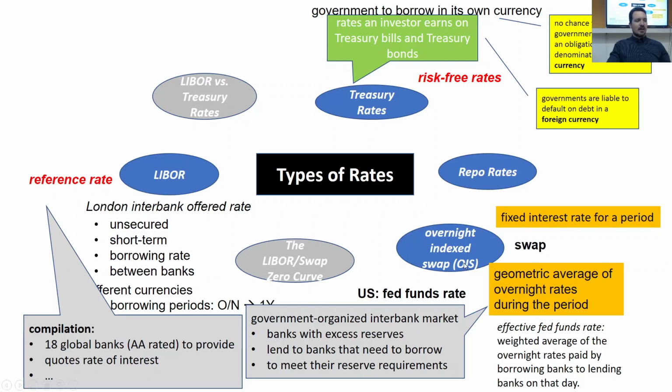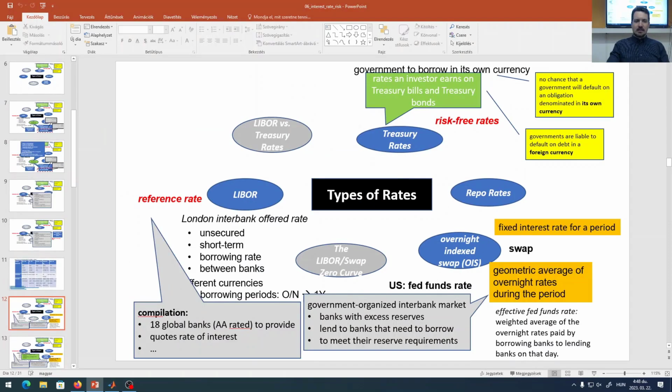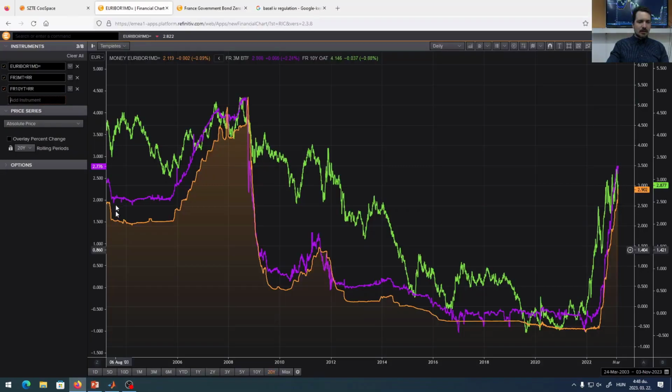You know that from day to day you have to meet the reserve requirements, and sometimes if they are not able to do that, then they have to borrow from other banks to have this, and that's why this Fed funds rate market can also be a useful indicator. So let's check it. OIS for France.